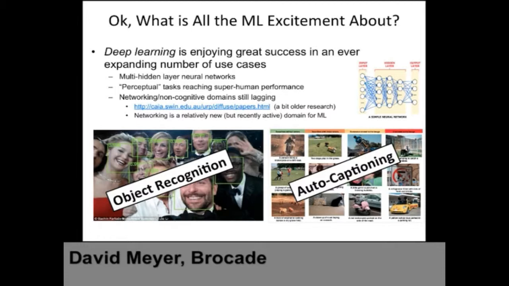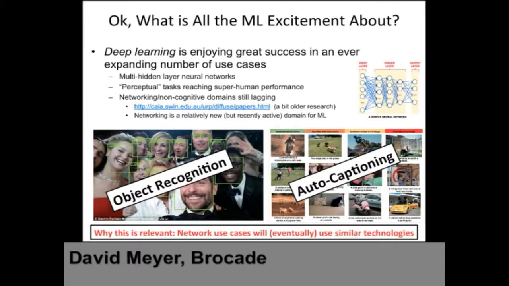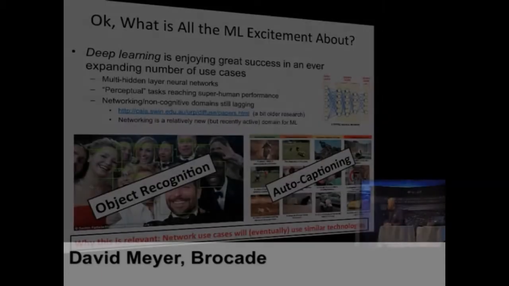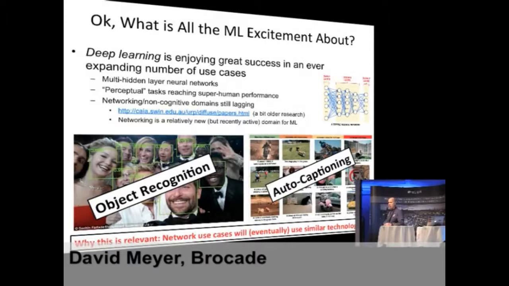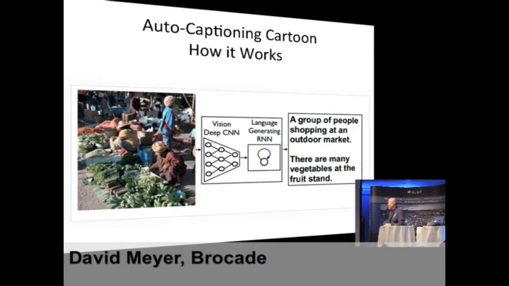Now this is interesting. Why? For us, because network use cases are going to use the same technology. This is learning technology. It's really not domain specific. So the same technology is going to be used in how you configure your routers, how you monitor things, how you do everything. Here's a kind of a cartoon of how this auto captioning works.